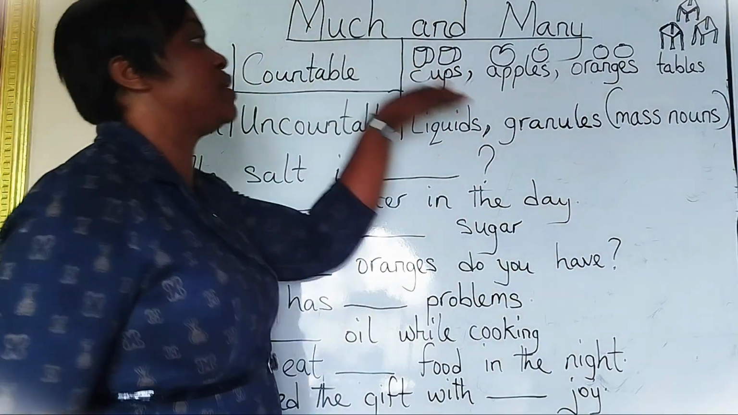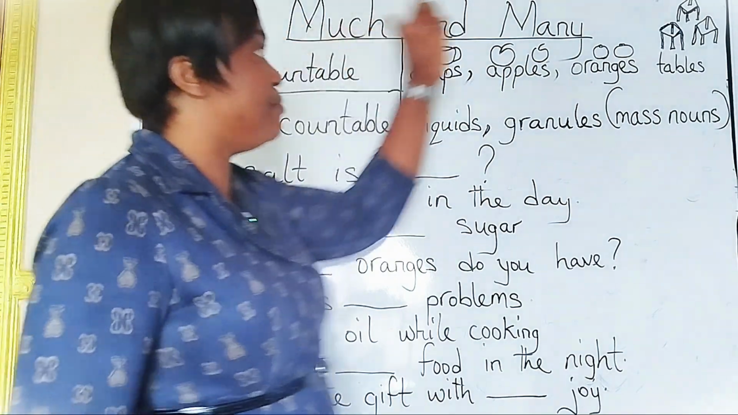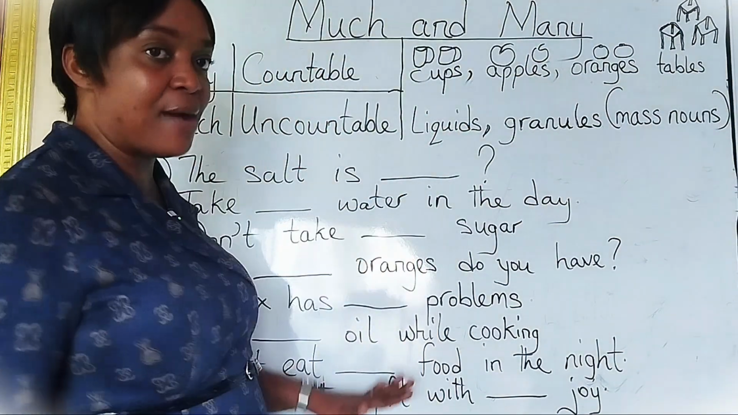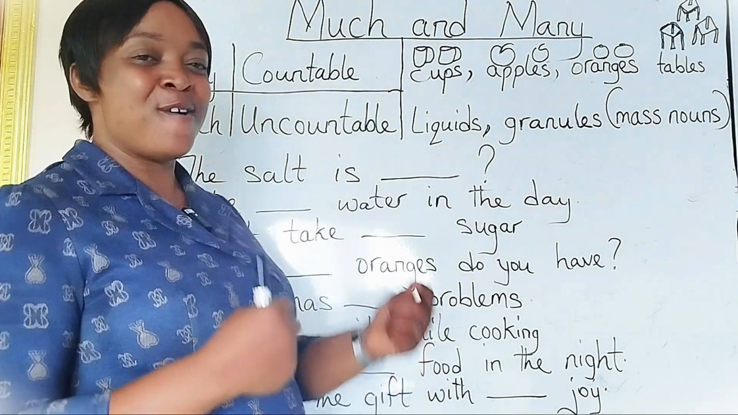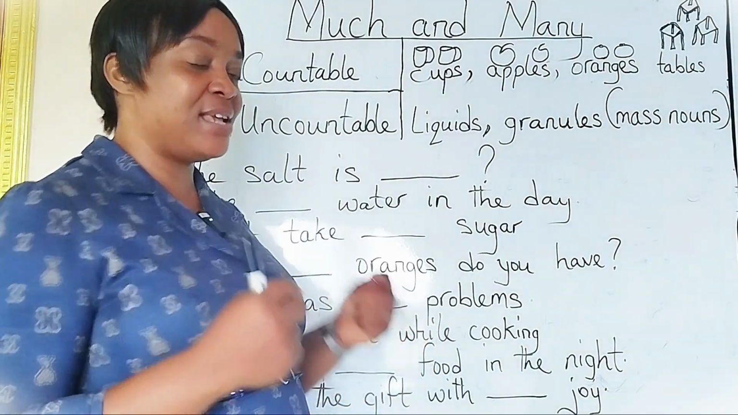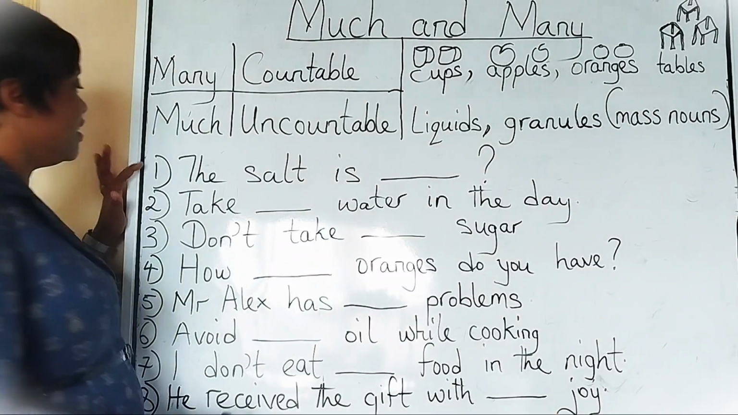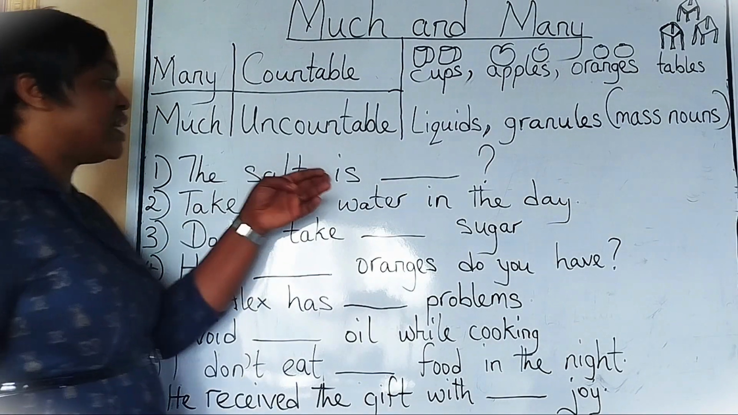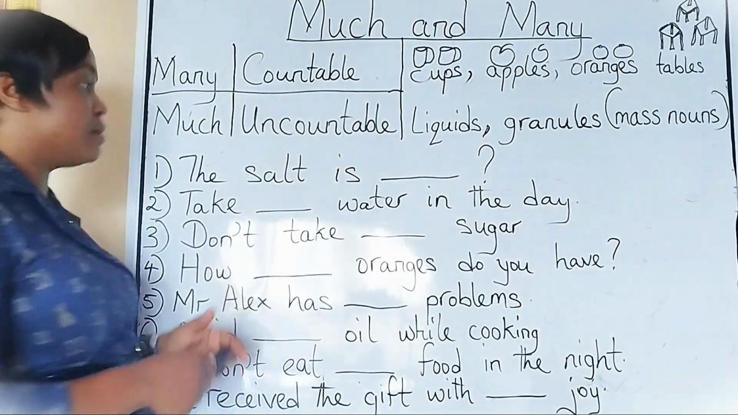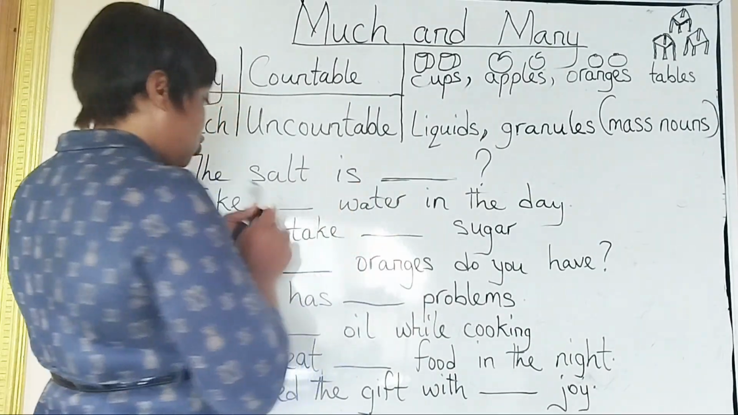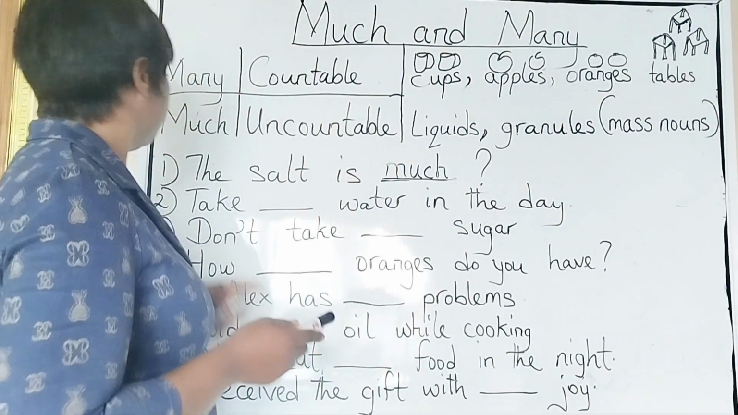So for us to see if we've noted the use of much and many, we're going to do these examples. We're going to look at these structures and see how to fix them. Should we say much or many? Follow me as I do this class. All right. Number one, the salt is much, many. What do we say? We say much because we can't count salt.